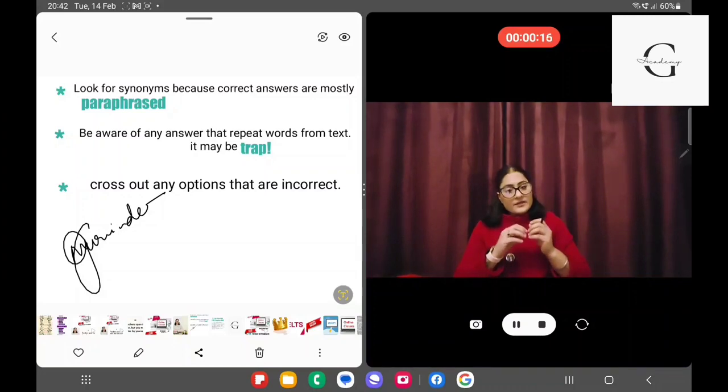When you're doing IELTS reading, you can't just look for the same words in the passage while looking for your answers, because mostly 70 to 80% of answers are paraphrased. They just use synonyms.